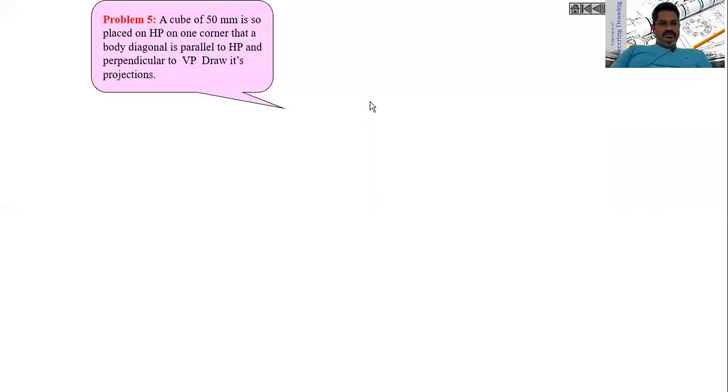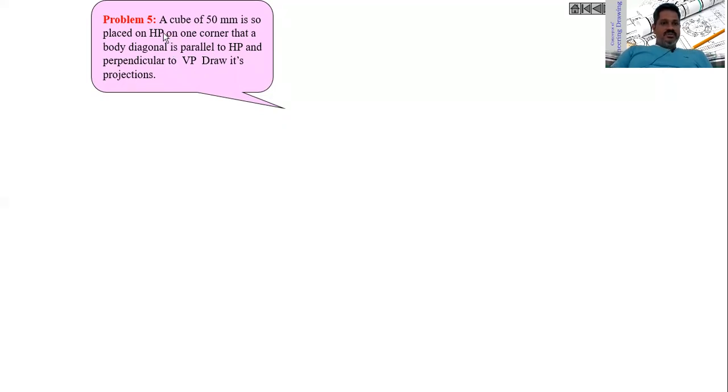I will show you how to draw the projections of the cube when one corner of the cube is placed on HP in such a way that the diagonal of the cube is parallel to HP and also the diagonal is perpendicular to VP. In both the cases, by considering these two conditions, we have to draw the projections of the cube.